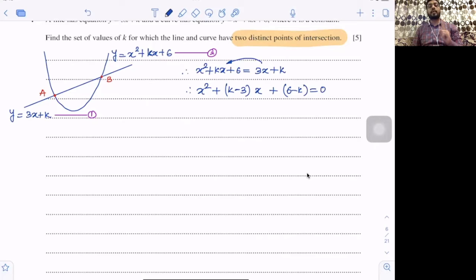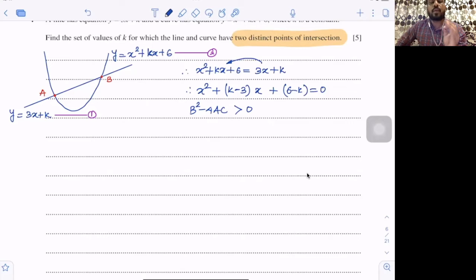Now students, a quadratic equation can give you two distinct real roots if b square minus 4ac is greater than 0. You need to remember the concept of the discriminant. If b square minus 4ac is less than 0, then the quadratic equation will give us roots which are complex conjugates, or we simply say the roots are imaginary. If b square minus 4ac becomes equal to 0, then the roots are identical. The two values of x are going to be the same.